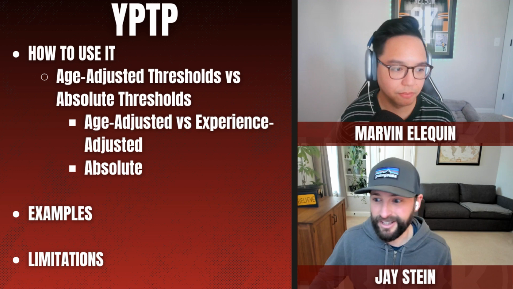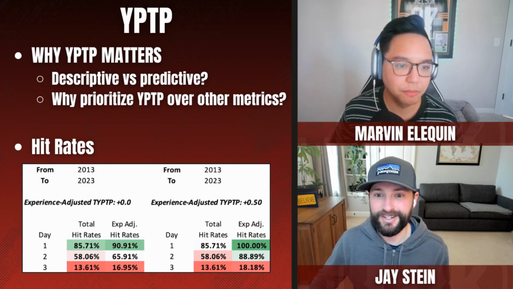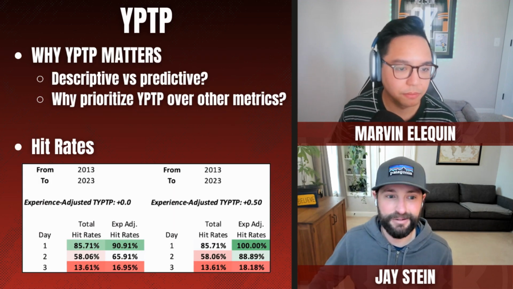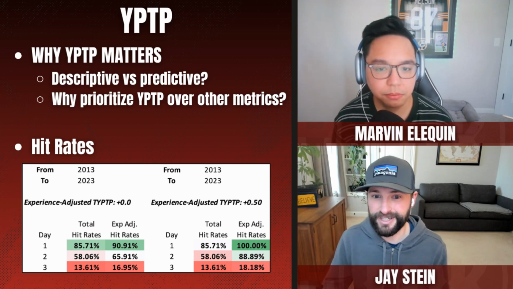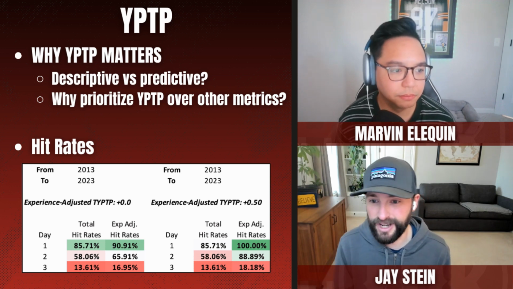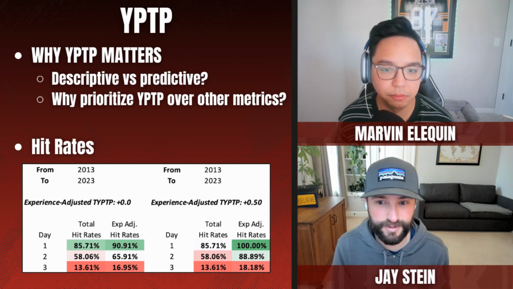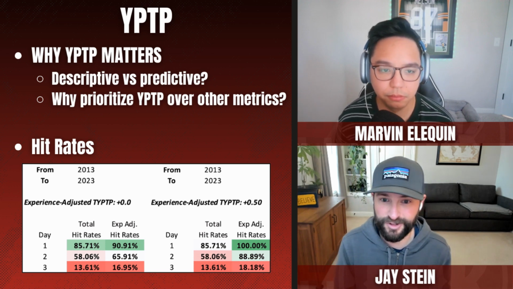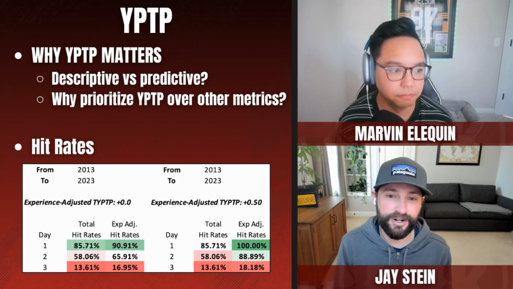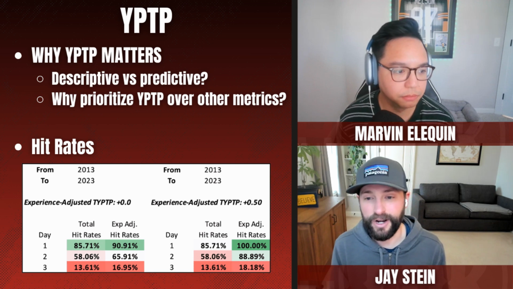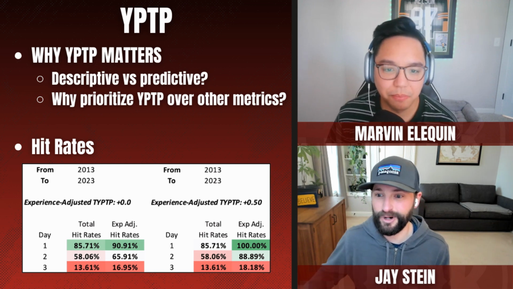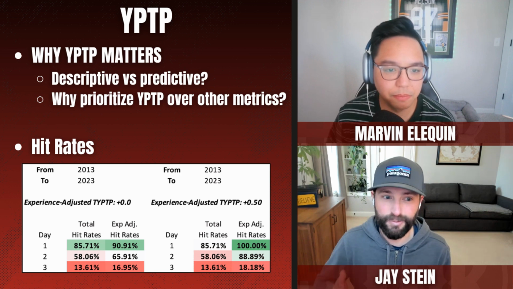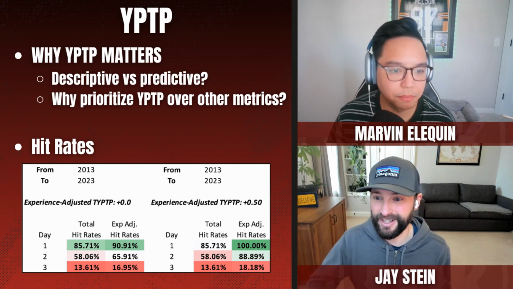So let's get into the meat of this. Why does yards per team play matter? We talked a little bit, and you've already shared a little bit about it being predictive, but do you think this is a descriptive or predictive type of metric or stat? And why should we prioritize this one over other metrics? I know we're going to talk about hit rates here, and I love this part of the discussion. But yeah, why is this a better metric than others?